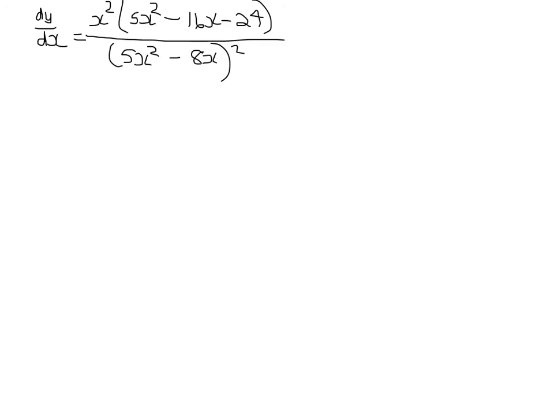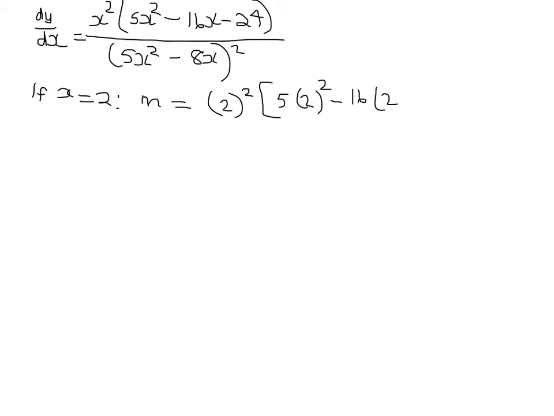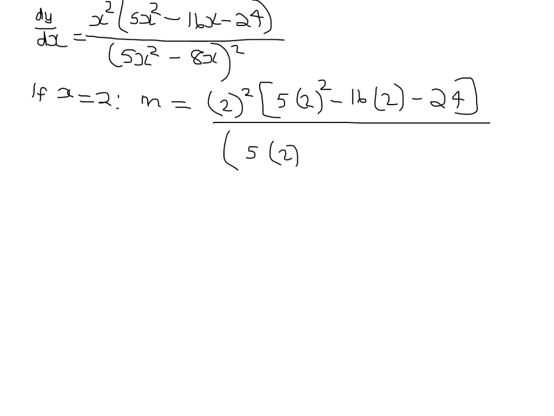So that's the derivative, and we're told that if x equals 2, m, which is your gradient, equals, and then we just sub it in, put lots of brackets there, 2 squared into 5 into 2 squared minus 16 by 2 minus 24 all over 5 by 2 squared minus 8 by 2 all squared.